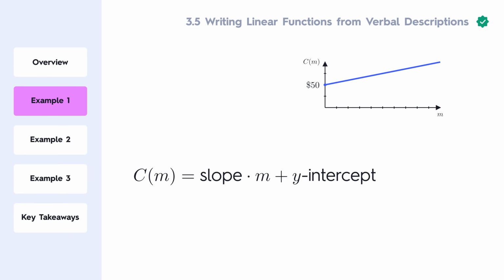This means that after m months, your total cost is $30 times the number of months plus the initial $50. Notice that the slope represents the monthly cost. The y-intercept represents the initial sign-up fee. Together, they form the linear equation that models the total cost over time.